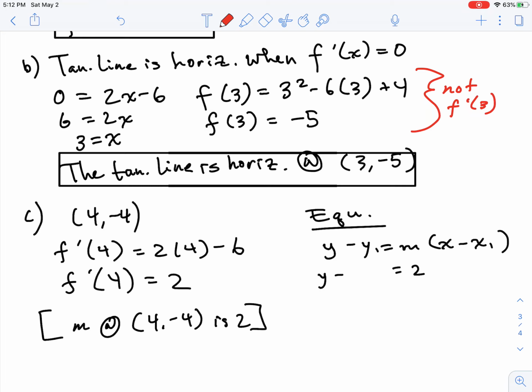And do we know our y1? And the answer is yes, of course we do. We were given the point. There's our x1 and our y1. So for our y1, let's put in -4. And then for our x1, let's put in 4. And just fill in the rest.